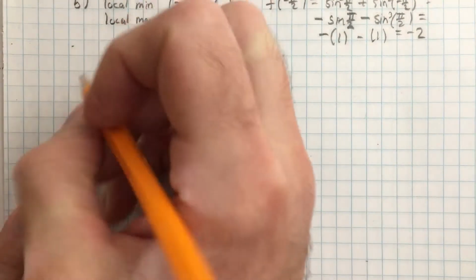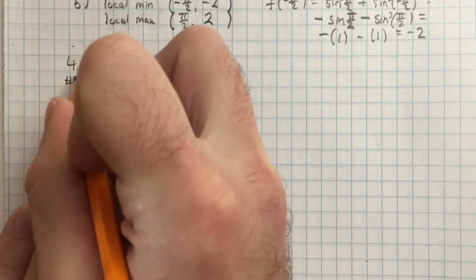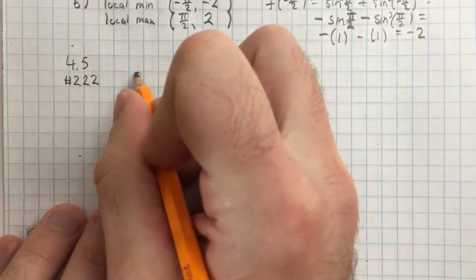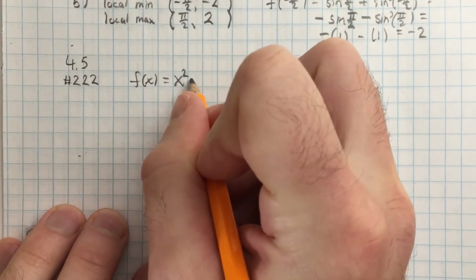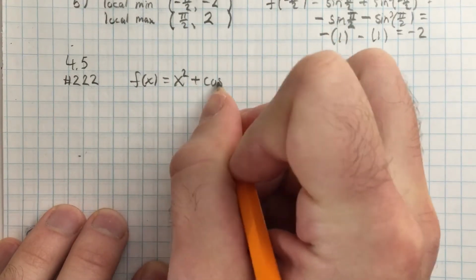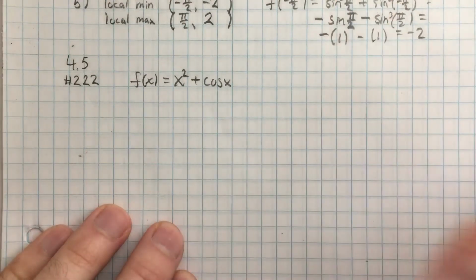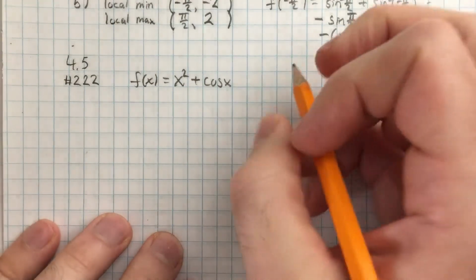4.5, number 222. It's very similar to the previous problem, but there's a little nuance here with the particular function they've chosen. So f of x is now x squared plus cos x. The same two types of questions: find where the function is increasing or decreasing, and find the relative extreme locations. All right, so we need to do the same thing.